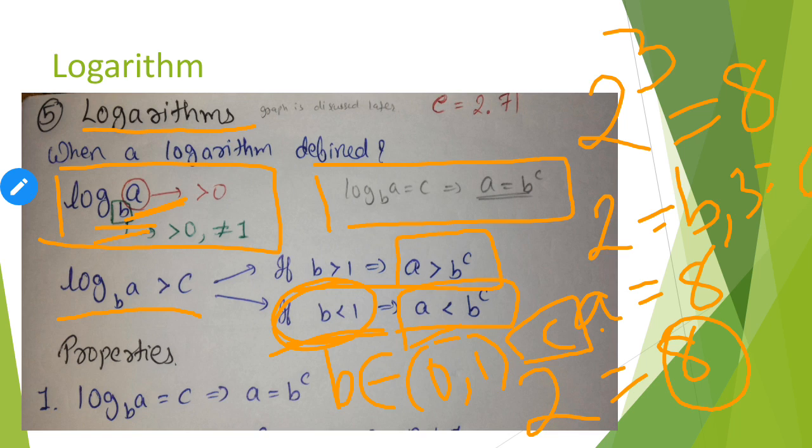I will discuss further, but at this time you have to remember this point: if b is greater than 1, we can write a is greater than b raised to c, and if b is less than 1, we can write a is less than b raised to c.